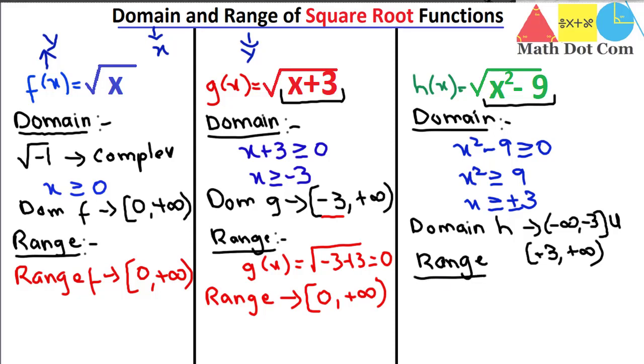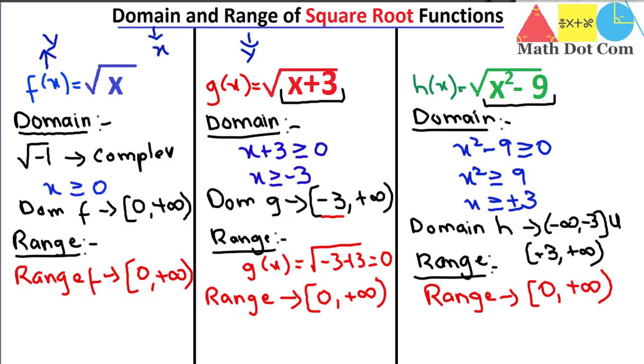Let's see. The range will be whatever you get when you put the values of x, that is the domain, into the given function y. If I put minus 3, the value of x from the domain, in the given function, it will give us 0. And if I put plus 3 in the given function, it will give us 0. So it means the range will be from 0 to plus infinity.